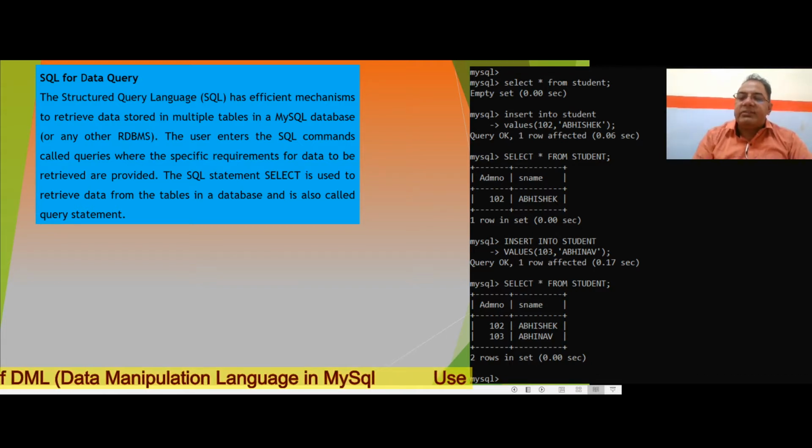As in the earlier statement we have told you, a database is a collection of interrelated files, or multiple files or tables in a MySQL database. So it is known as RDBMS, meaning Relational Database Management System. The user enters SQL commands called queries, where the specific requirements for the data to be retrieved are provided.